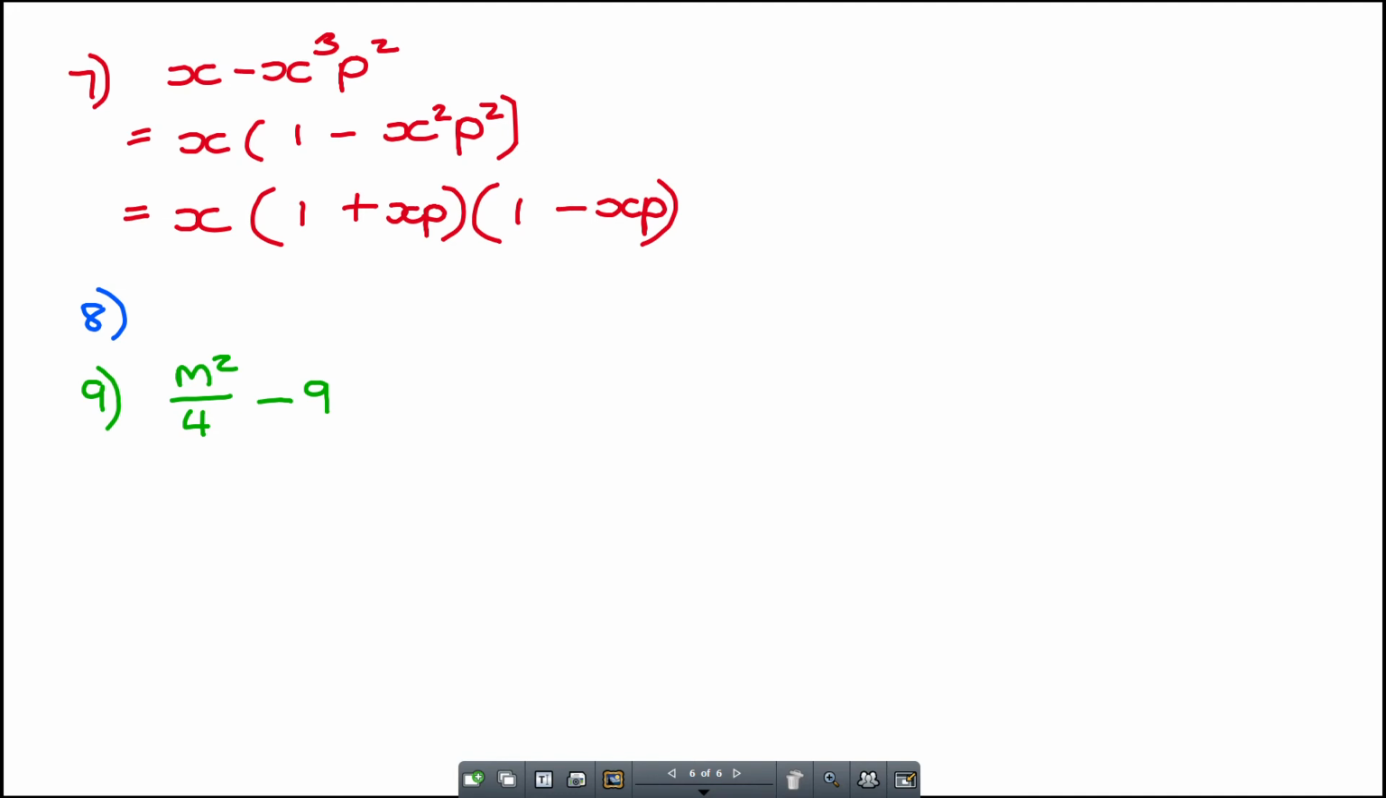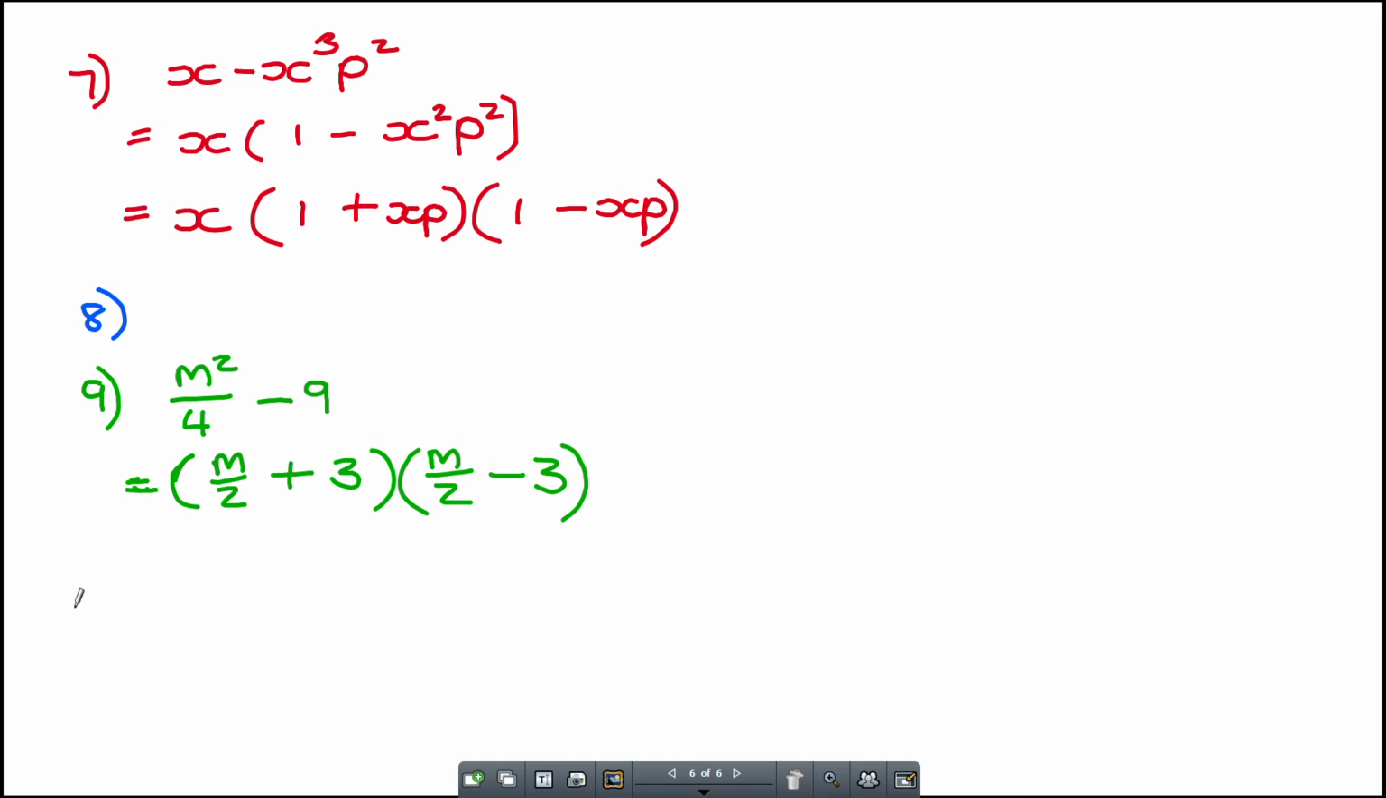So what's my second option then? Difference in 2 squares. Okay, have I got 2 terms? Yeah. Is there a minus in between? Can I get the square root of each? Yeah. Okay, so I know it would be 2 brackets, one with a plus, one with a minus. The square root of m squared over 4 will become m over 2, and the square root of 9 will be 3. And that's as far as we can go.